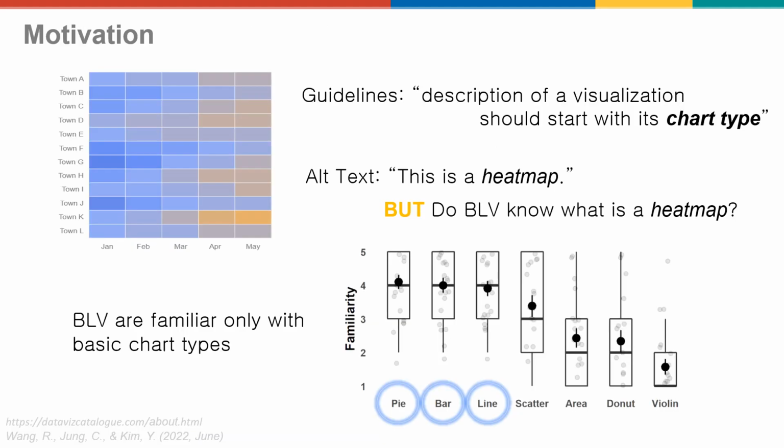The answer is yes. Many BLV users understand digital data visualizations using alternative text. Many guidelines prescribe that the alternative text should start by mentioning each chart type so that screen reader users can easily fill in the details. For example, the alt text for these visualizations starts with "This is a heat map." However, the problem is that many BLV users are only familiar with basic chart types, so the explanation will probably be unhelpful.